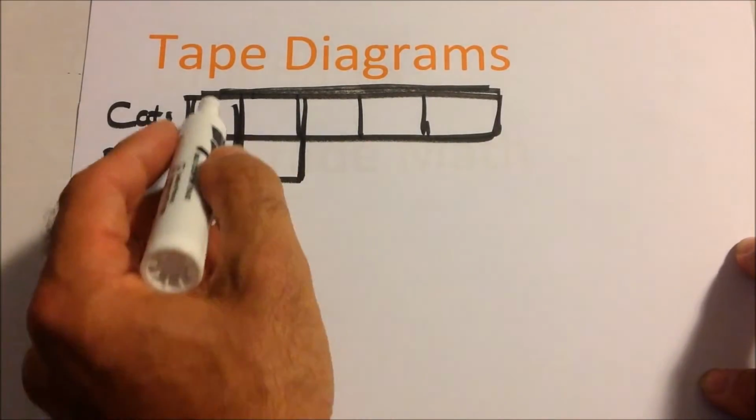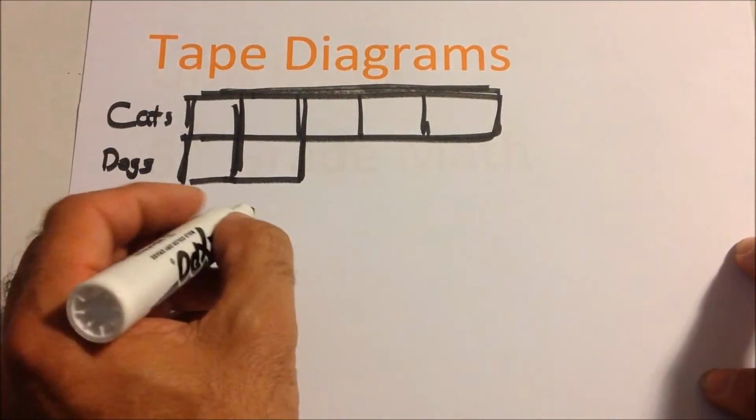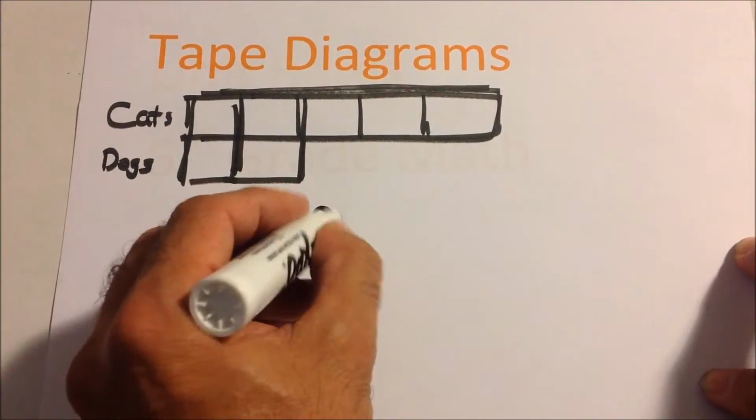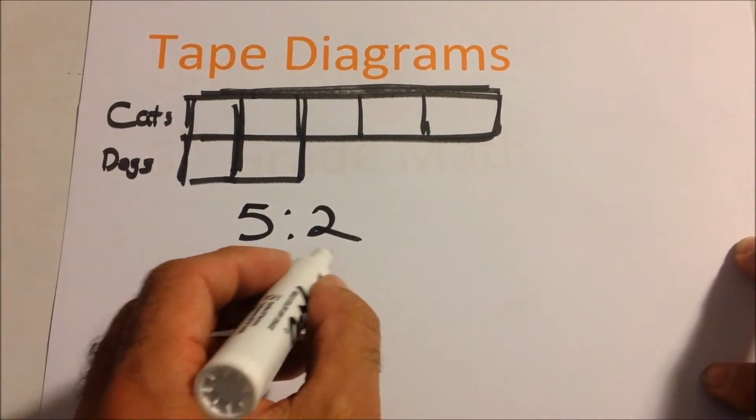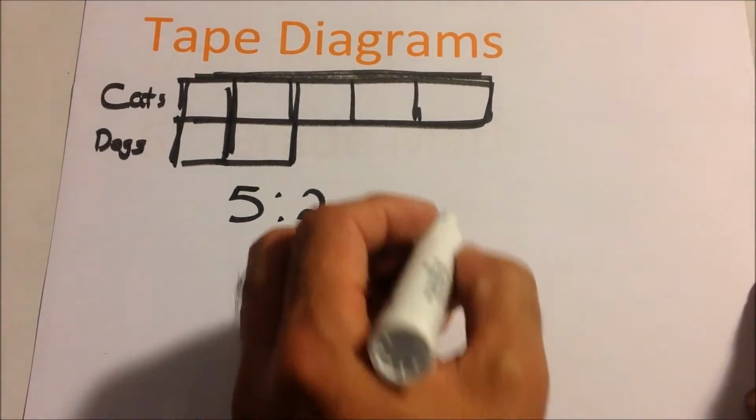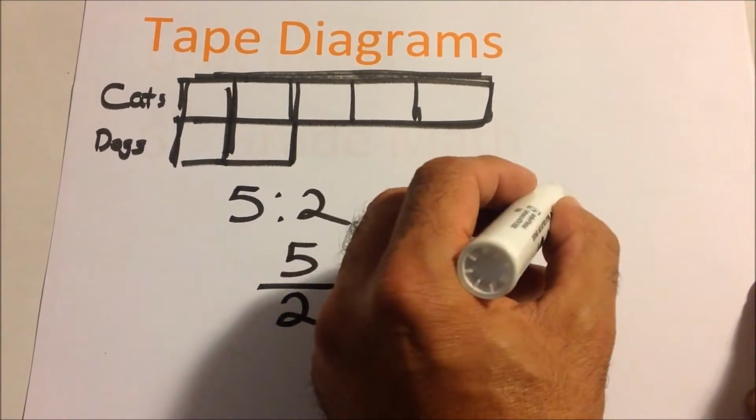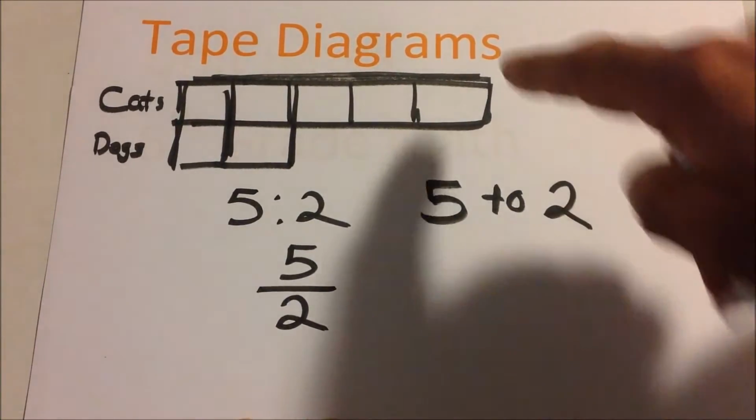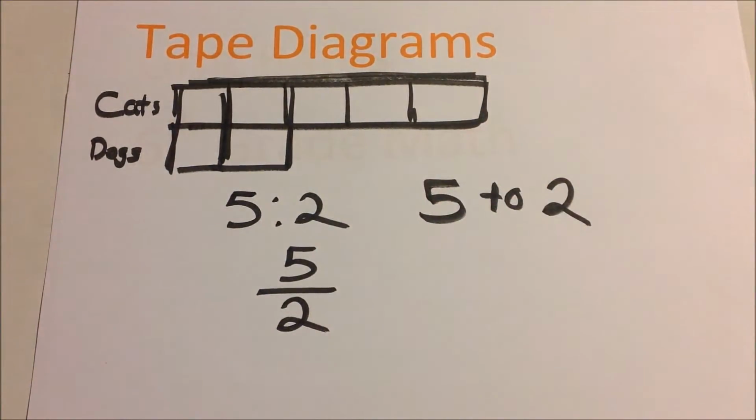We just count the boxes, right? There's 1, 2, 3, 4, 5. It's 5 cats to 2 dogs. So you can write it like this. And we know we can also write ratios that look like fractions, but they're not fractions. You can also say 5 to 2. And we can also say in words, for every 5 cats, there's 2 dogs.